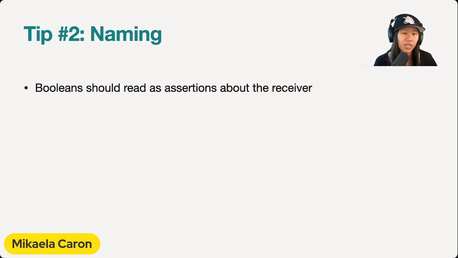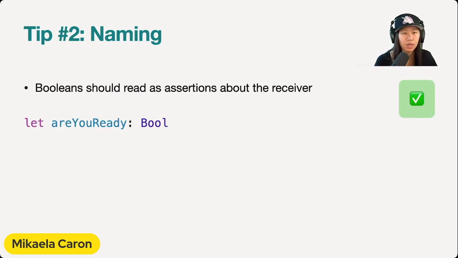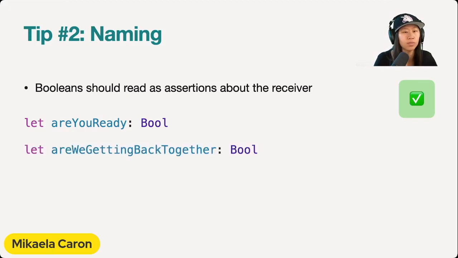Booleans should read as assertions about the receiver. So if we have a Boolean variable called areYouReady, this makes a Boolean that is true or false. This makes sense: are you ready? That is a yes or no answer. And then we have another one, areWeGettingBackTogether. Again, this makes it easy to make an assertion about the receiver, so we are asking a question. When you're reading this variable or talking about it with other people, it makes sense that this would be true or false, and it's easy to know this is a Boolean variable.